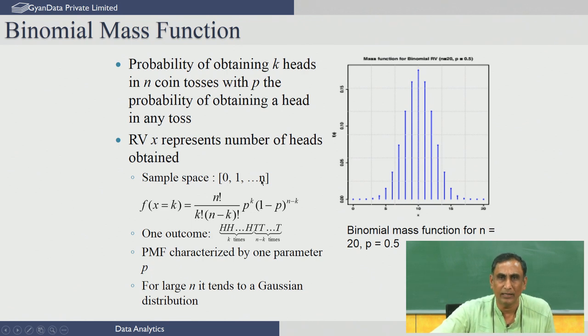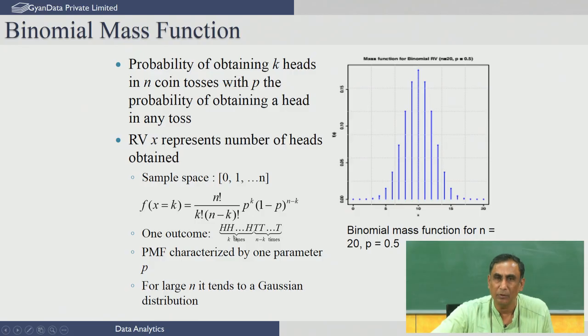Now, let us look at one outcome which results in such an event. Here I have listed the first k tosses as resulting in a head and the remaining n minus k tosses resulting in a tail. Clearly the probability of this particular outcome is p power k, because I am getting k successive heads and these tosses are independent. So, p power k is the probability that you will get k successive heads, and (1 minus p) power n minus k represents the probability that you will get n minus k successive tails. So, p power k into (1 minus p) power n minus k represents the probability of this outcome.